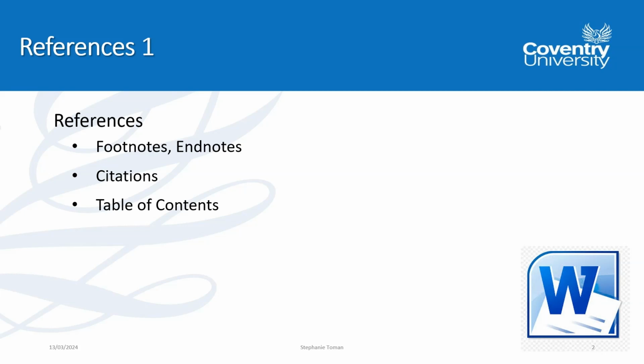So I've called it References 1 because I've done these in smaller chunks. The areas covered in this video will be the footnotes and endnotes, which are all on the References tab, including the citations and the table of contents. The References tab in Word tends to have all of the automated features and other things that are useful for long documents, dissertations, project reports, etc. And writing a book. Never know, one day you could be famous, using footnotes and endnotes, etc.